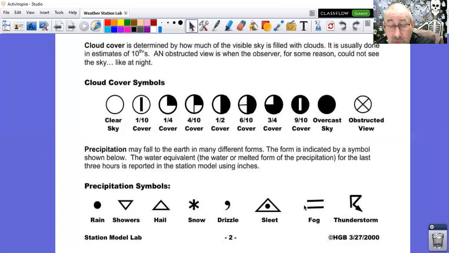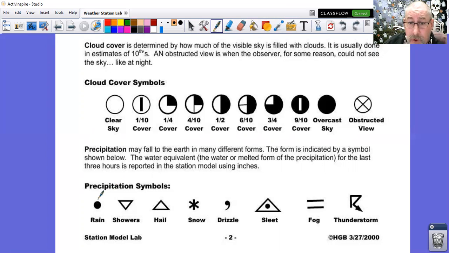Our equal symbol means it's fog. And then this really cool one, this means thunderstorm with lightning. So this is a thunderstorm symbol. Now I said that we can combine these.